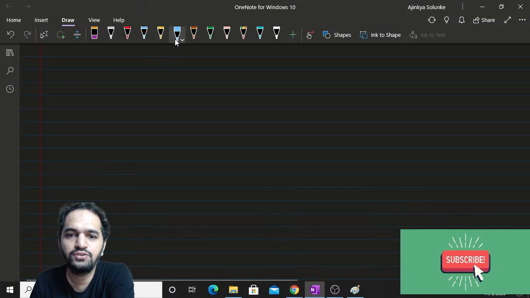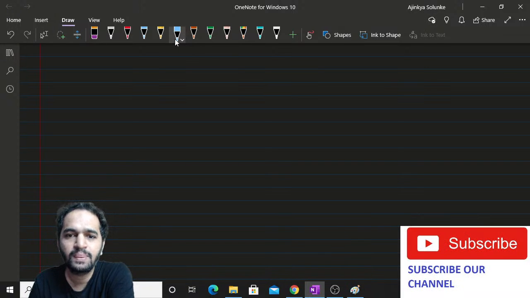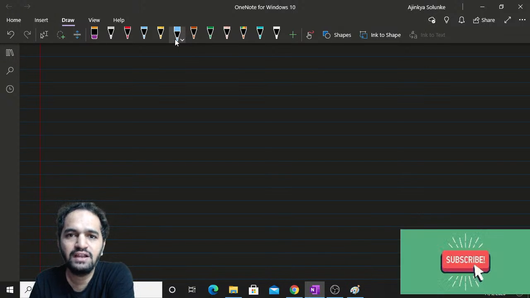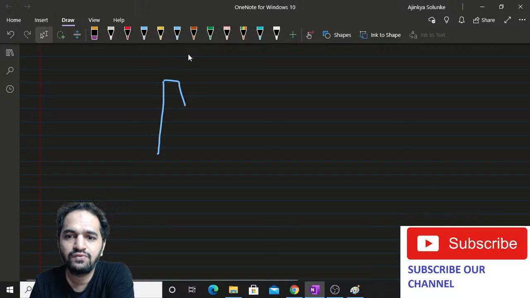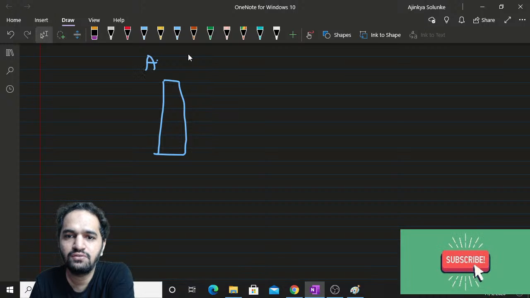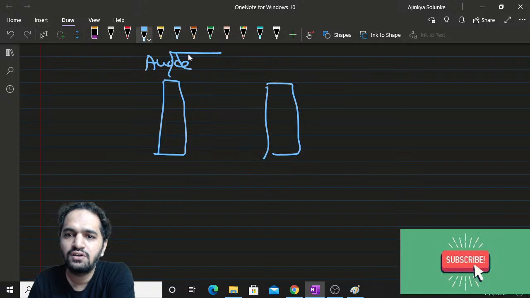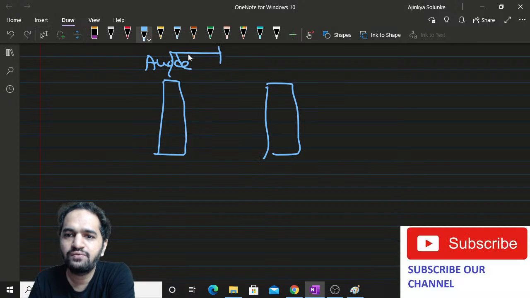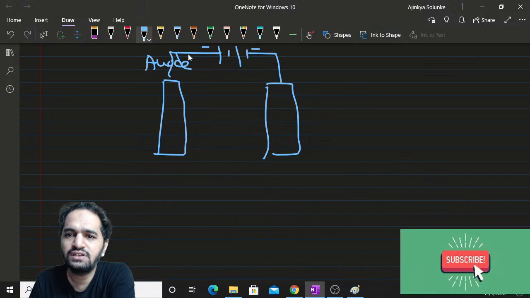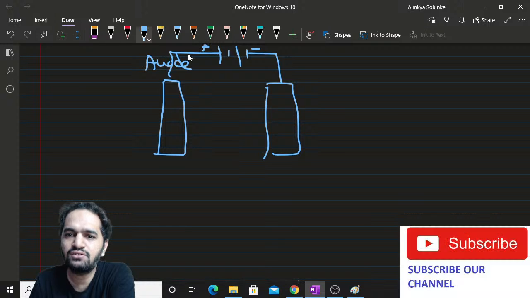Suppose, I'm just giving you a simple example. I have one electrode. This is the anode and this is the cathode. Can you tell me one thing? Let's say this is positive, this is negative, this is the anode and this is the cathode.